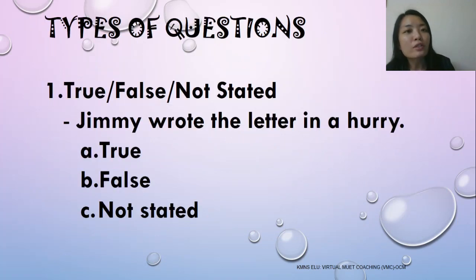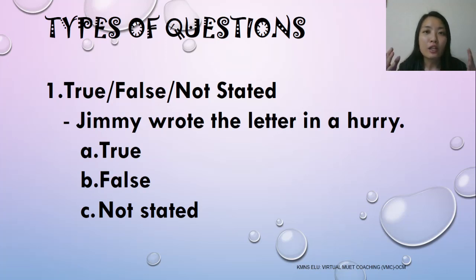Alright, so to continue, I just want to share with you, before we look at some sample questions from the MUET paper, what are the types of questions that will actually appear that test you on your comprehension. So these are a few questions that I just want to highlight to you so that you know and have an idea what the MUET paper likes to test you about. So usually they will ask you, of course, true, false, or not stated questions. For example, Jimmy wrote the letter in a hurry. Is that true, false, or not stated? Here you don't know whether he wrote it in a hurry or not, so the answer will be not stated.